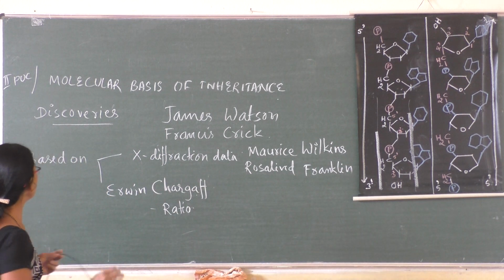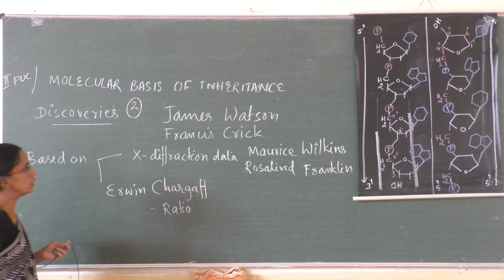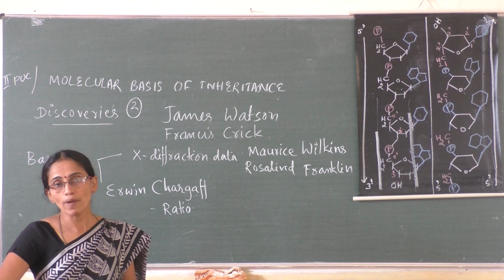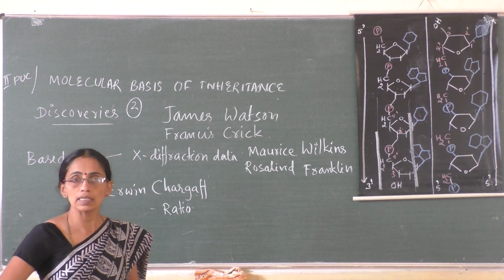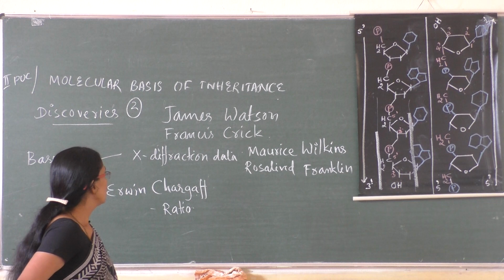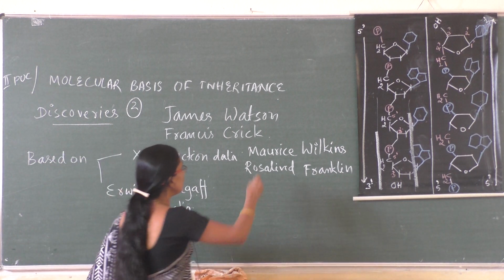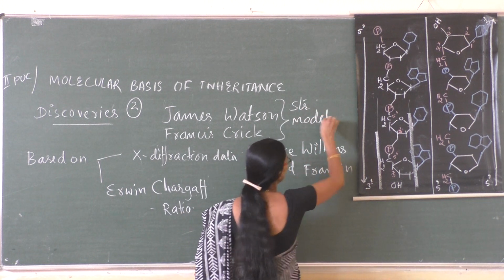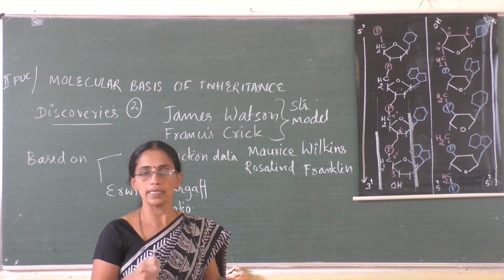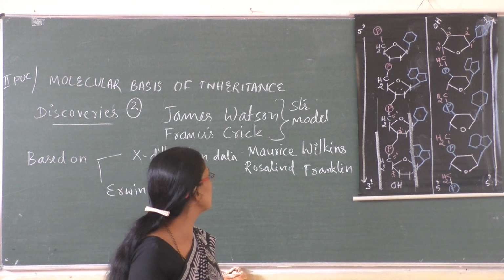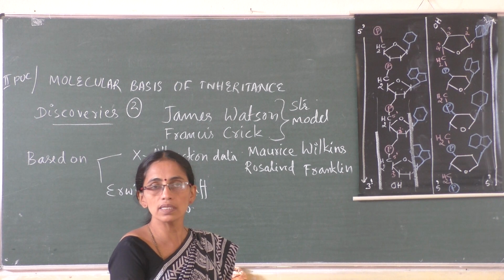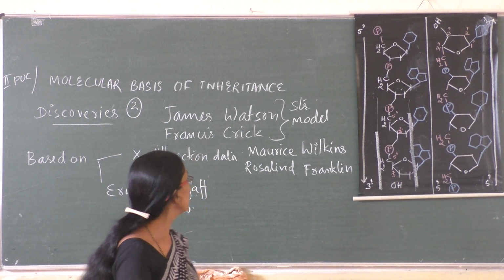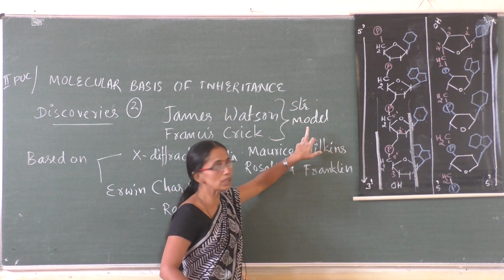Next, the second group of scientists who worked on this are James Watson and Francis Crick. They finally gave the structure of DNA, which is called the model of DNA. To explain the DNA structure, they gave a model which was famous as double helix. So James Watson and Francis Crick explained the structure of DNA. They gave the model of DNA.